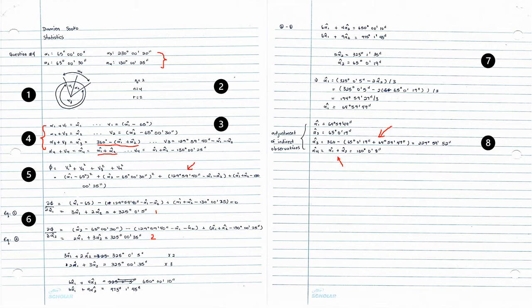Seen by step 6, partially differentiating with respect to alpha 1 hat gives one equation, and partially differentiating with respect to alpha 2 hat gives another equation. When simultaneously solved, this will yield a solution for alpha 1 hat and alpha 2 hat, the adjusted values of alpha 1 and alpha 2.